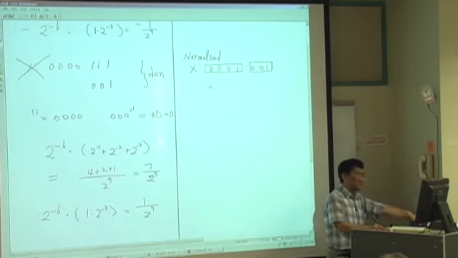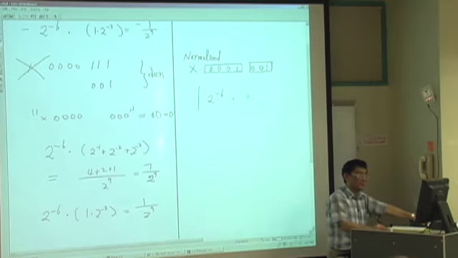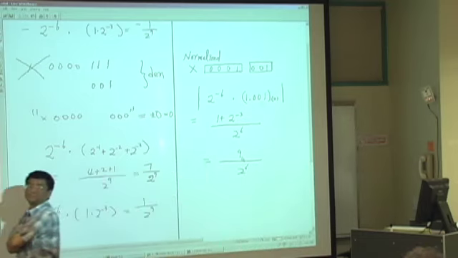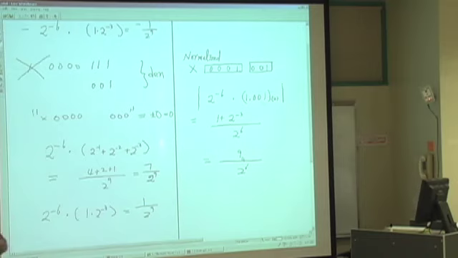Then this number means 2 to the power of negative 6 multiplied by 1.001 in binary representation, and this means we already calculate the minimal number before.